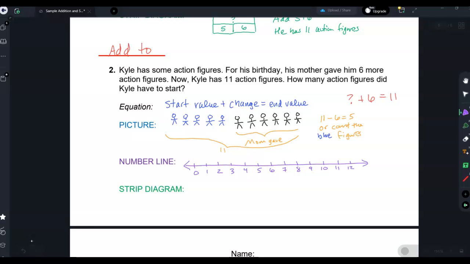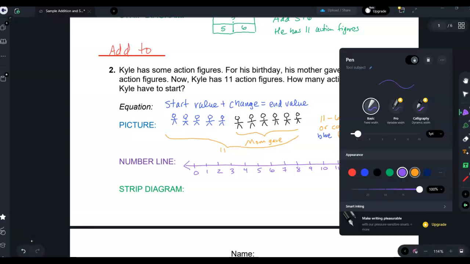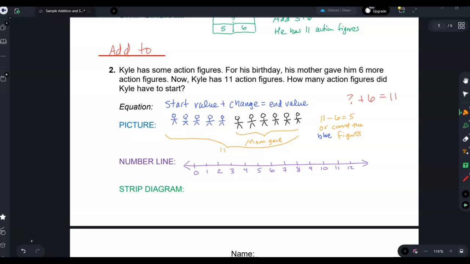Okay, so then I know how much we ended up with. I know how much the change was. I don't know the starting value. So in this one, what I would do is actually start with the ending value. So that's a little tricky, but that's the idea. Say, I know I'm going to end up with 11 action figures. Let's see if I go back however many mom gave me, right? So mom gave me 6. So let's see, 1, 2, 3, 4, 5, 6. That's the ones that mom gave.